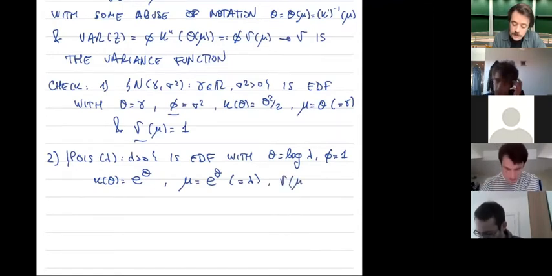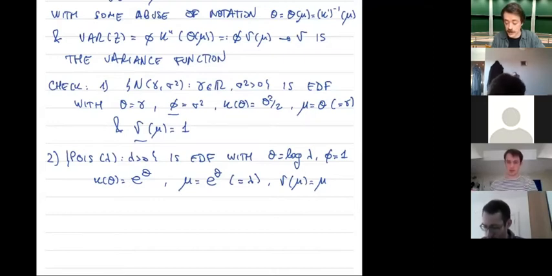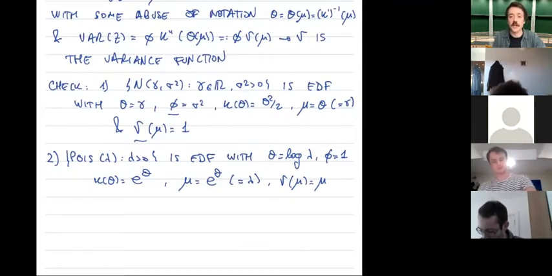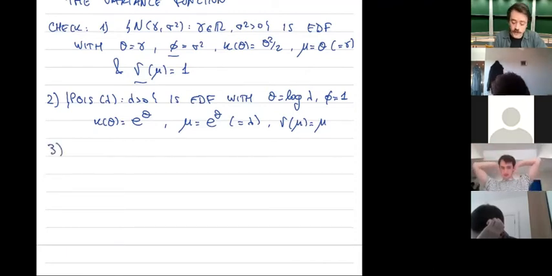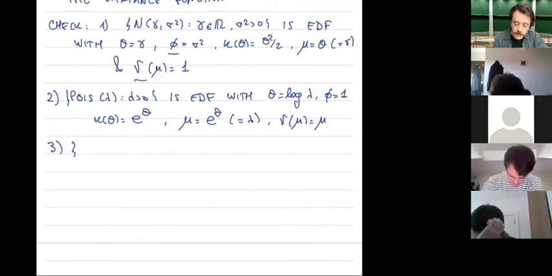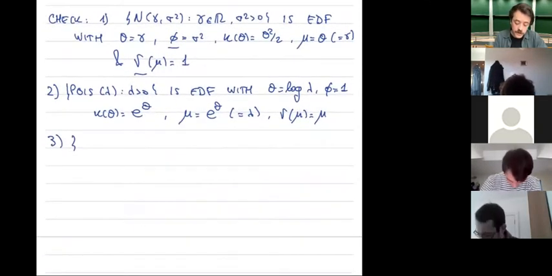And then the v is going to be mu itself, right? Because it's e to the theta again. And again, if you multiply the v times the dispersion parameter, then you get mu, and mu is equal to lambda by the previous calculation. And so, this makes sense with the Poisson distribution, right? Okay, and then the last example, and these are really the main 3 families of exponential dispersion distributions.